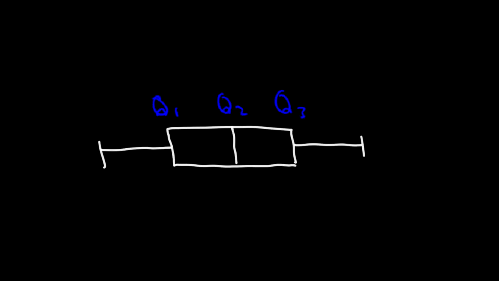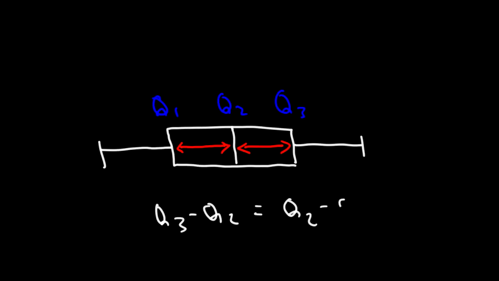Now let's go back to a symmetric distribution, but for a box plot. So this is Q1, the first quartile, this is Q2, and this is Q3, the third quartile. So this box and whisker plot represents a symmetric distribution. Notice that the length of the first box on the left is the same as the length of the box on the right. So what this means is that Q3 minus Q2 is the same as Q2 minus Q1. So that represents a symmetric distribution.